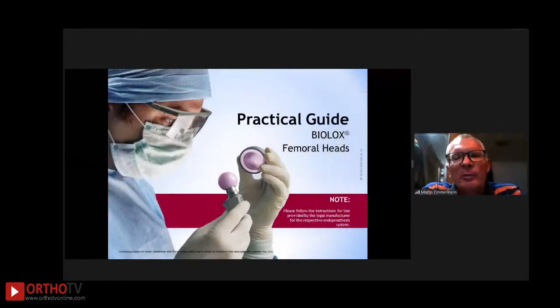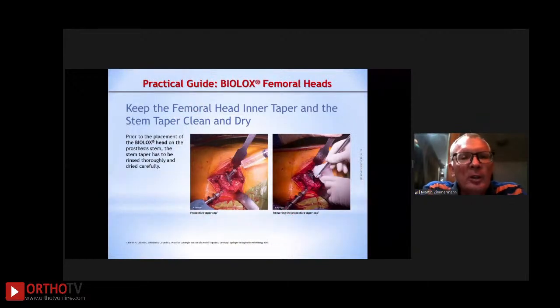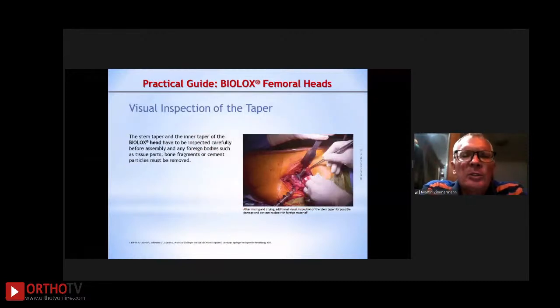Let me go now to some practical guide to explain how to use this Biolox option system properly, which is finally exactly similar to the system with the primary ball heads. Important is to always keep the taper of the stem clean and dry. So always wash it and clean it, even in a case of revision where you want to introduce another ball head on it, the Biolox option system or metallic ball heads. Always clean and dry the taper. It's also important to do a visual inspection of the taper to make sure that there's no damage on the surface of the taper.